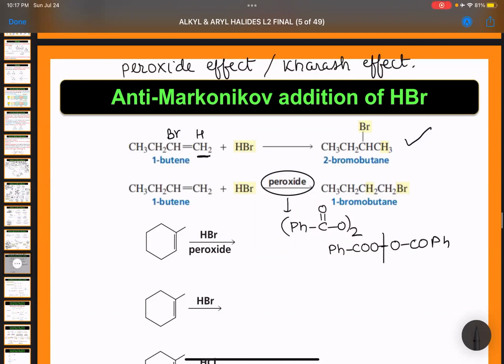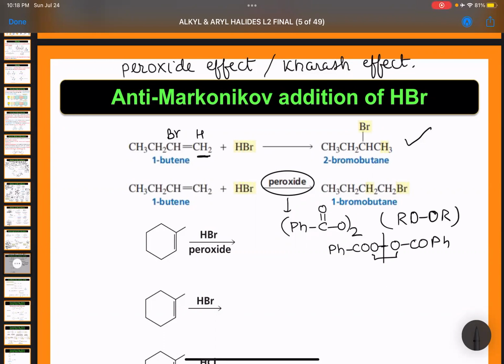This is the peroxide linkage. The O-O linkage is there. Sometimes it is written in short, in a very general way, as ROOR. This is the peroxide. So the presence of peroxide changes the way of addition of HBr.